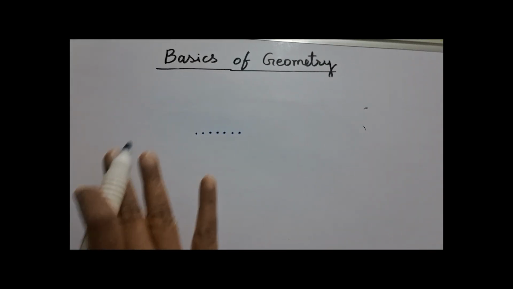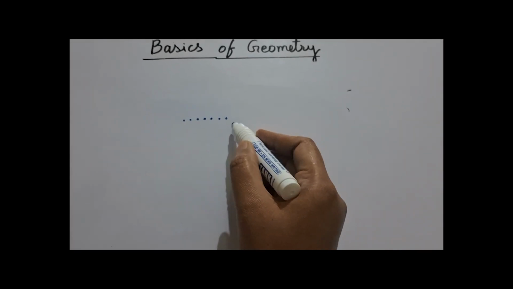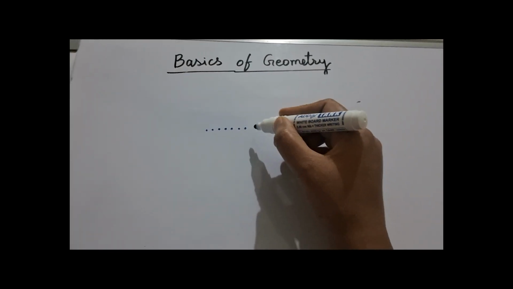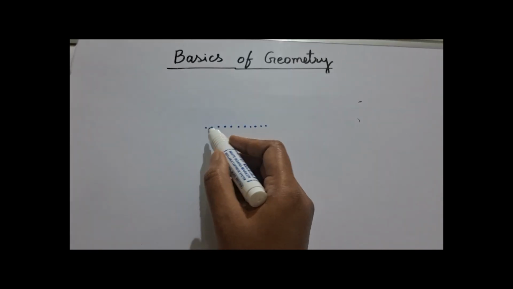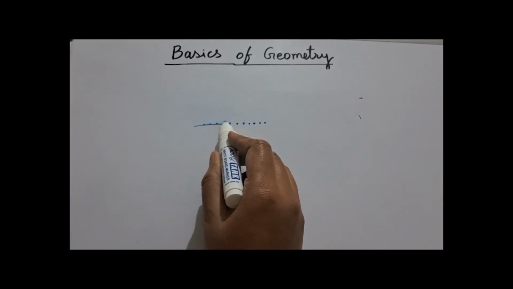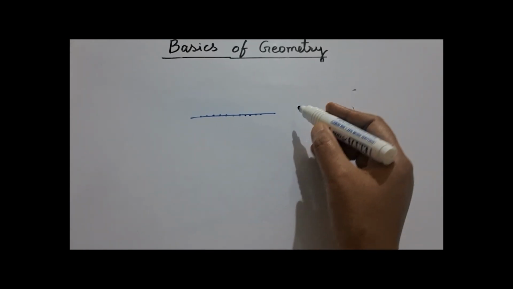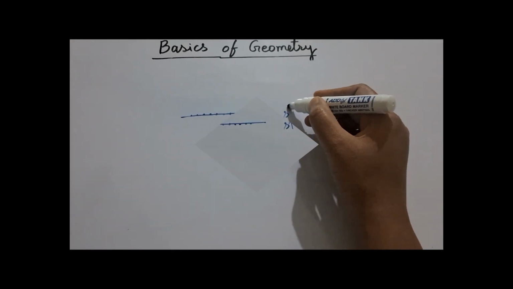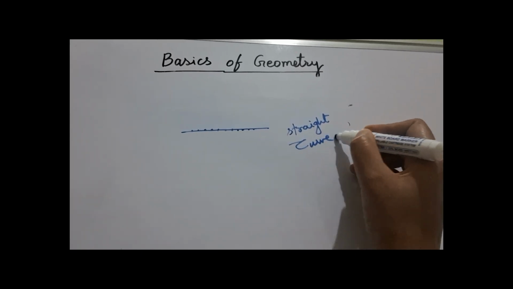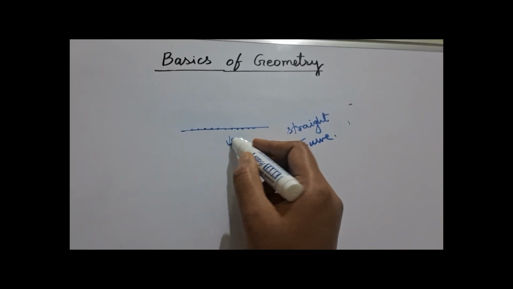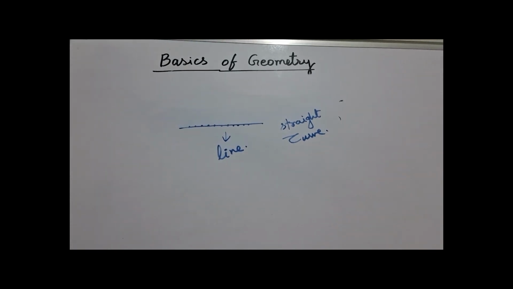Now let us think this board is one plane and I have chosen some points. I have chosen the points which are straight. Suppose if I join all these points, what curve am I getting? I am getting a straight curve, isn't it? The straight curve is called a line. Okay, children? A straight curve is called a line.